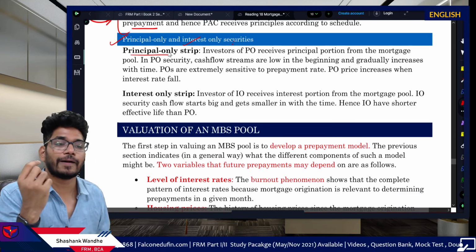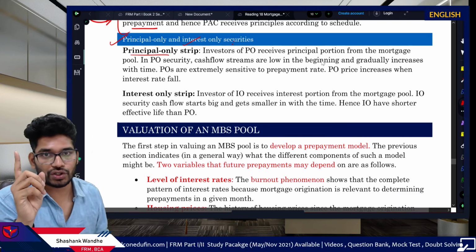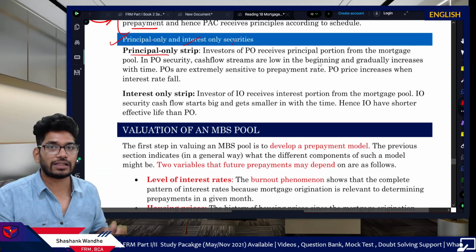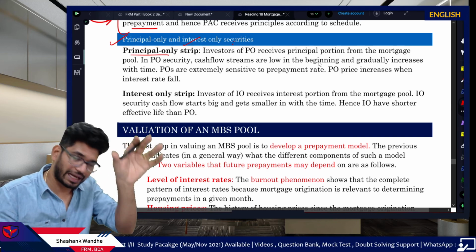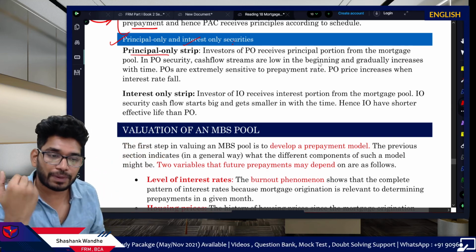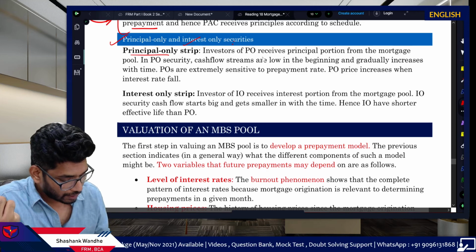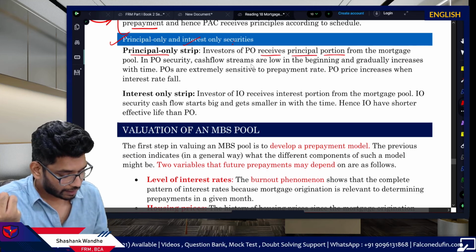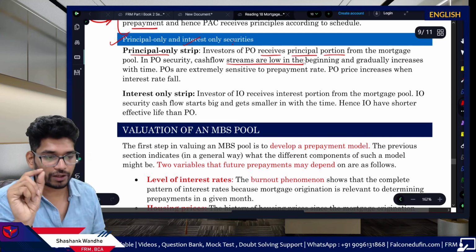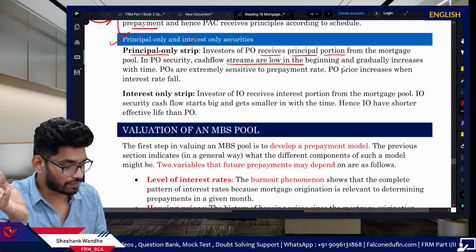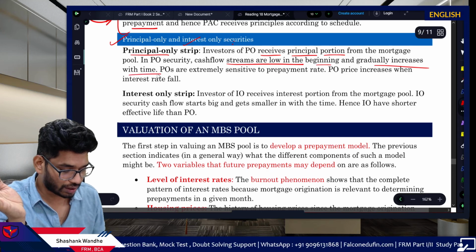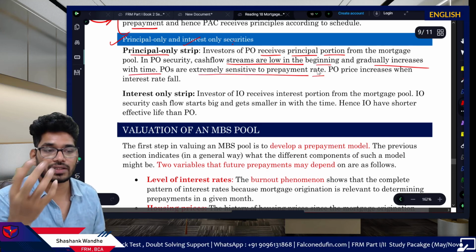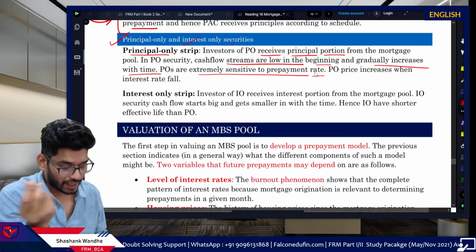PO securities. You remember we discussed the amortization table where the interest payment or the principal payment is small in the beginning and increases in the end, and interest is high in the beginning and lower in the end. So this PO investors receives proportion of the principal proportion from the mortgage. Cash flow streams are low. This is the key point you need to remember for the exam purpose. So cash flow streams are low in the beginning and gradually increases with the time. Okay, and these are extremely sensitive to the prepayment rate because these are the principal securities, right?